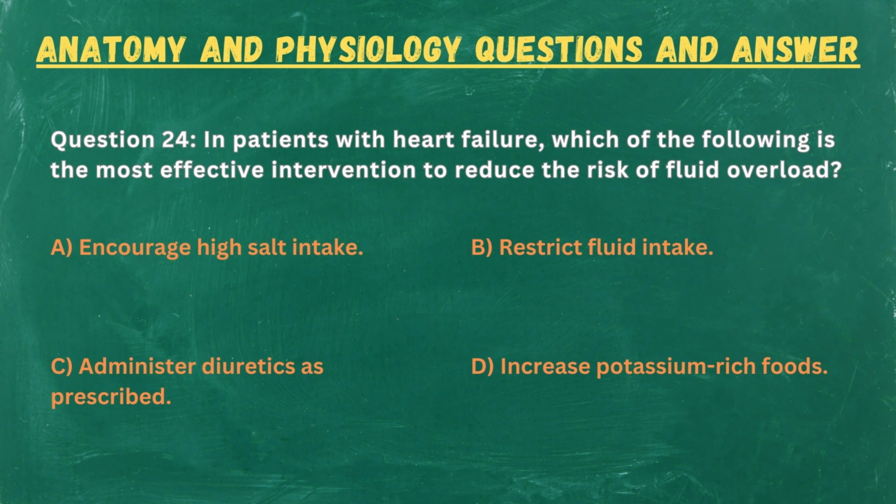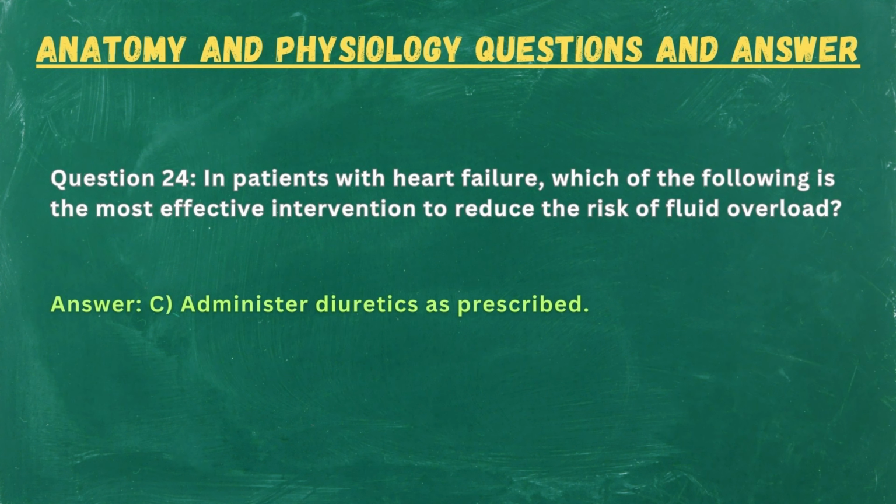Answer B. Melatonin. Question 24. In patients with heart failure, which of the following is the most effective intervention to reduce the risk of fluid overload? A. Encourage high salt intake. B. Restrict fluid intake. C. Administer diuretics as prescribed. D. Increase potassium-rich foods. Answer C.